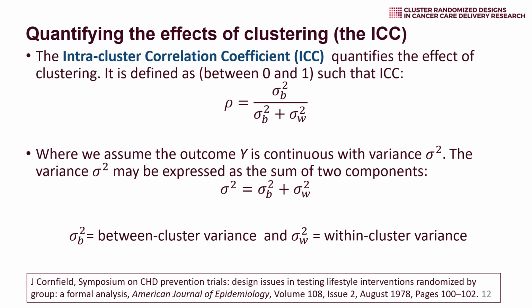It takes a value between 0 and 1 and is formally defined as the ratio of two variance terms. On the top of the fraction, we have the between cluster variance, and on the bottom of the fraction, we have the sum of the between cluster variance and the within cluster variance. And the total variance of the outcome is equal to the sum of the between plus the within. And this is formally the definition for the intra-cluster correlation coefficient, or the ICC.